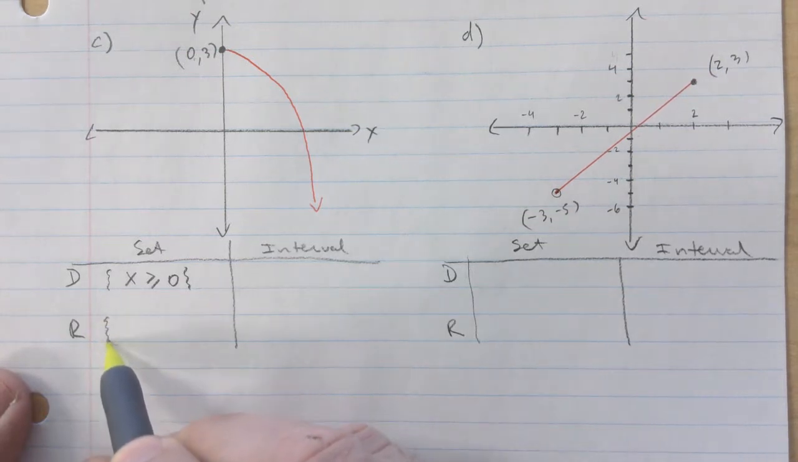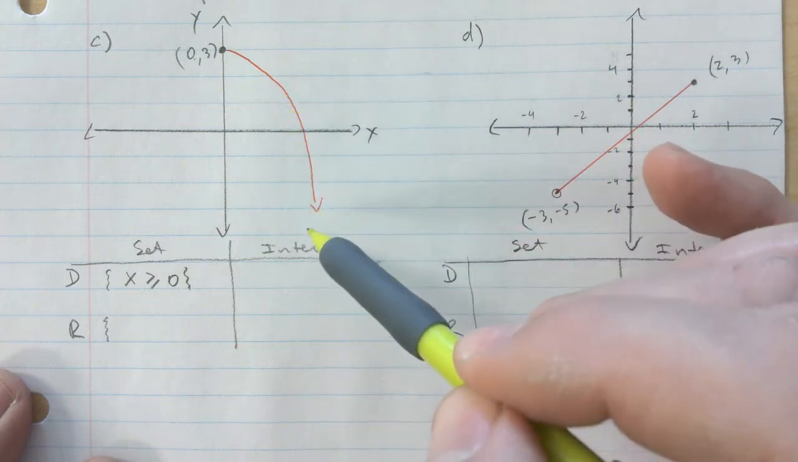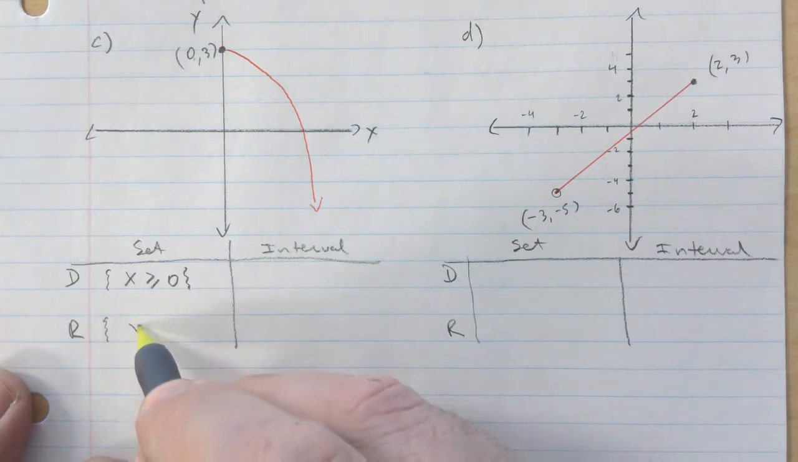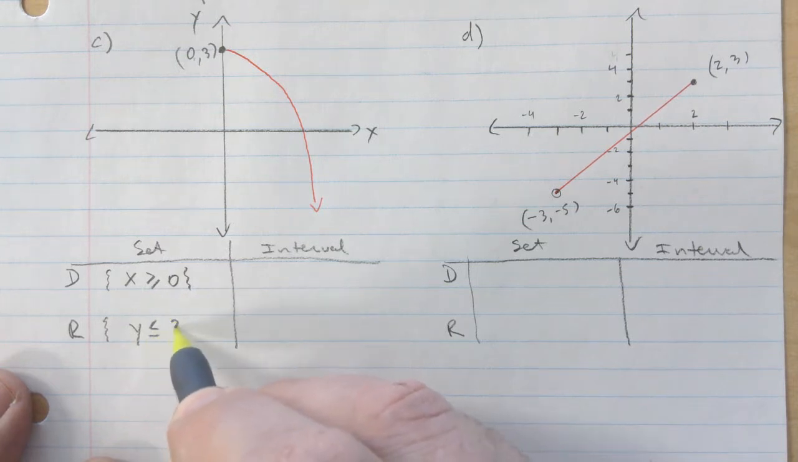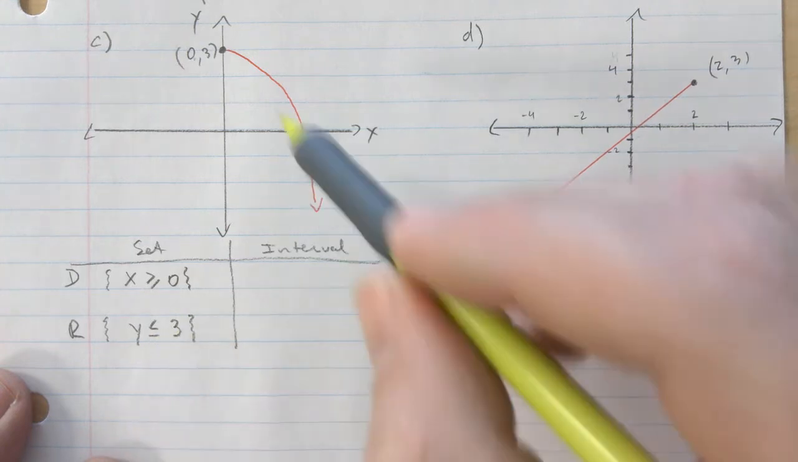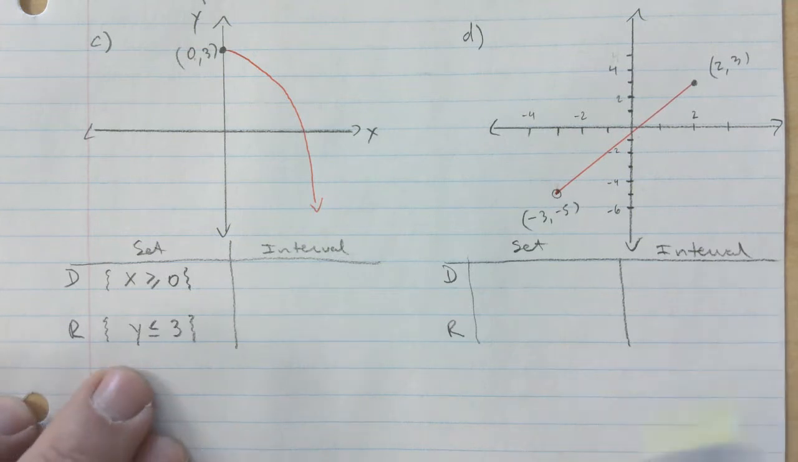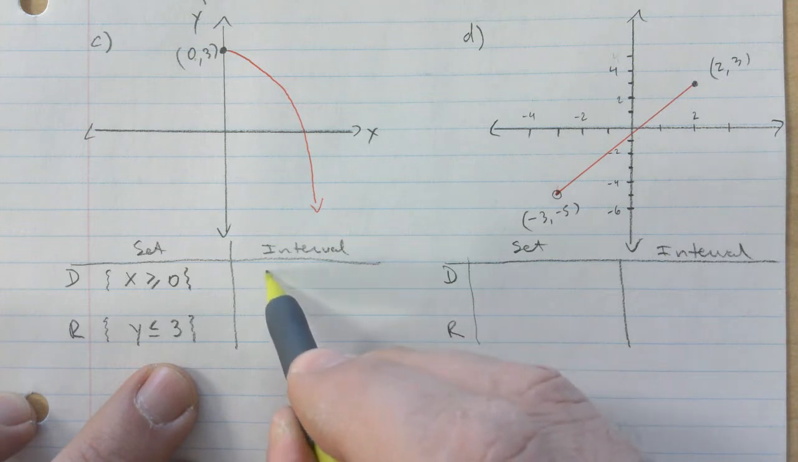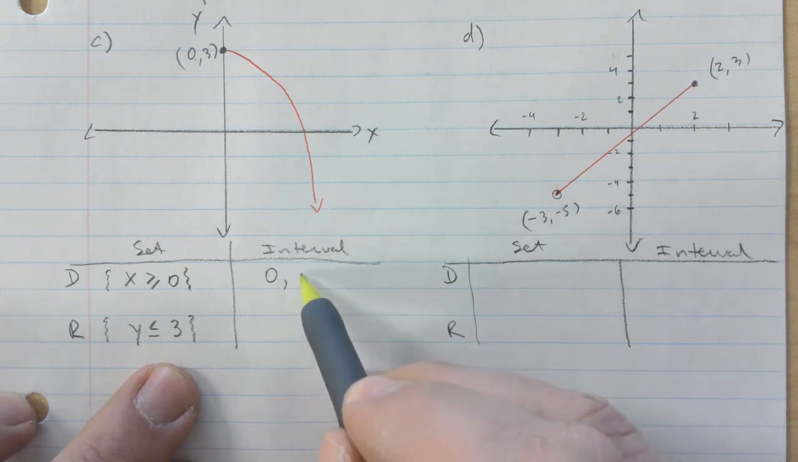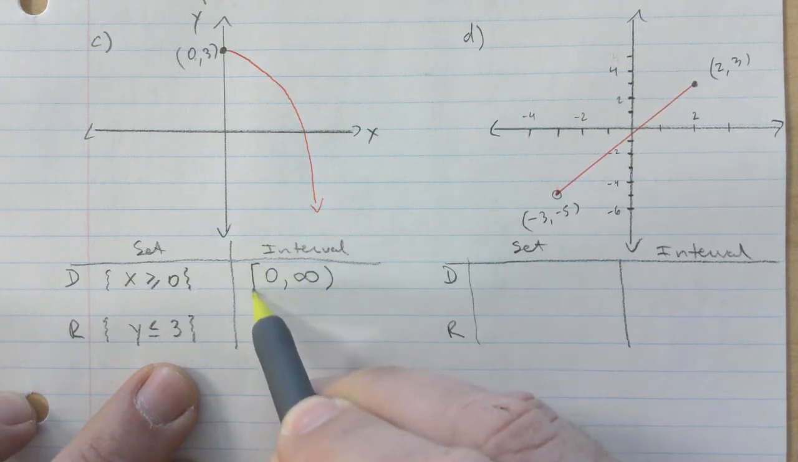For the range, same thing. However, this is the highest value, correct? Then it goes down from there. So you would say y is going to be less than or equal to positive 3, right? Because that's the highest it goes, so it'll just be less than at that point. Interval notation, you're going from 0 to infinity, round brackets, square brackets here.